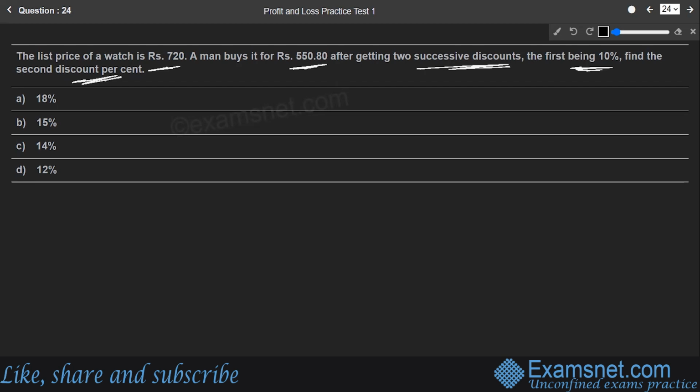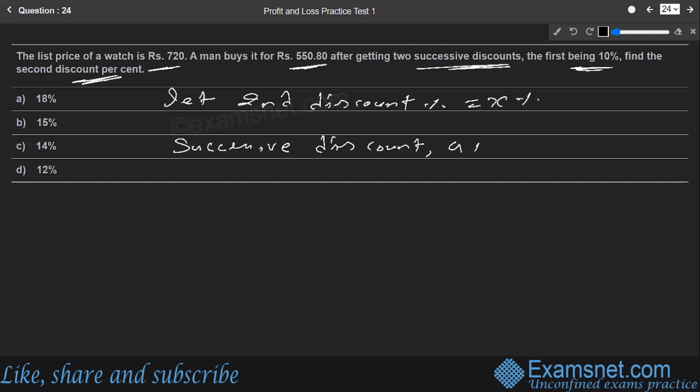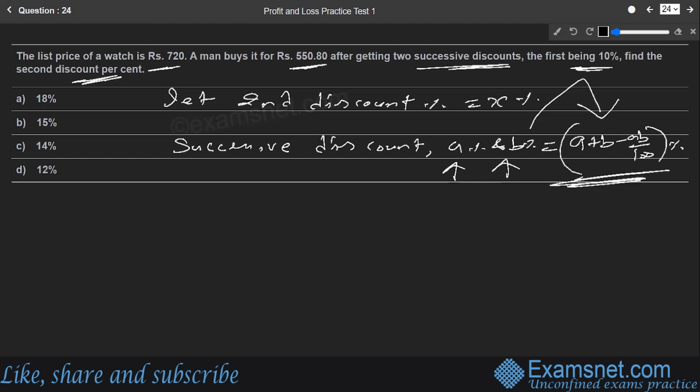We can begin the question like this: let the second discount percent be X%. Now we have a successive discount formula. The successive discount of A% and B% is equivalent to one single discount of A plus B minus AB upon 100%. That is the formula. So we can bring this into the picture.